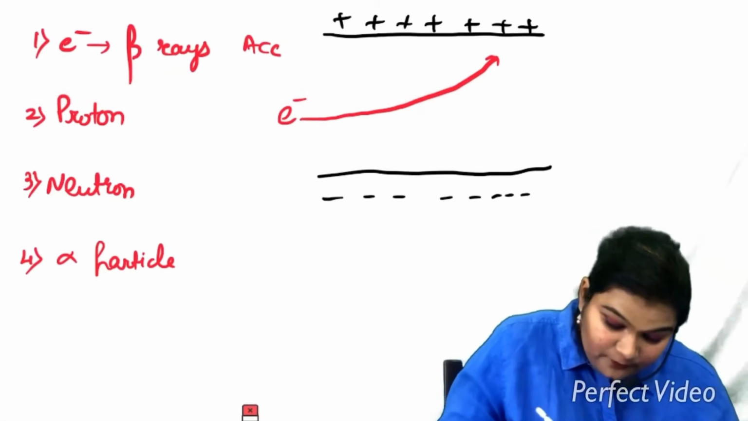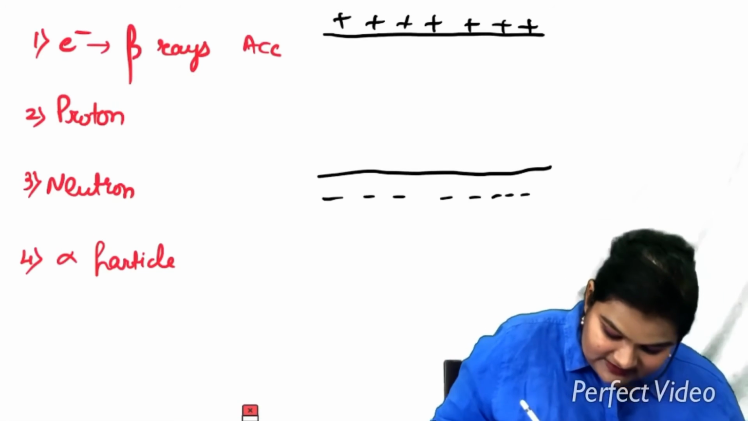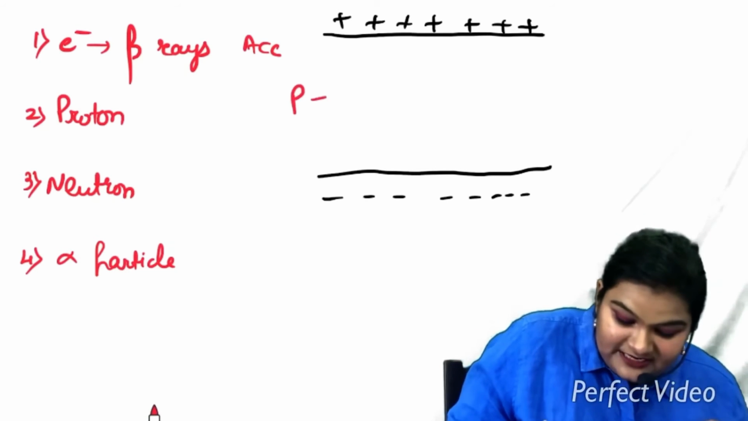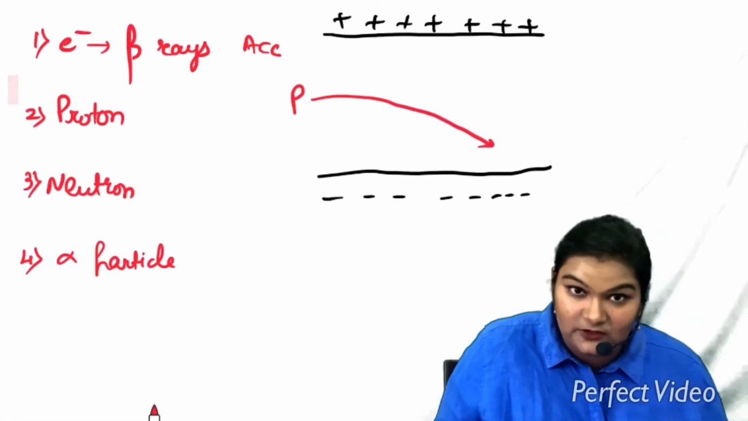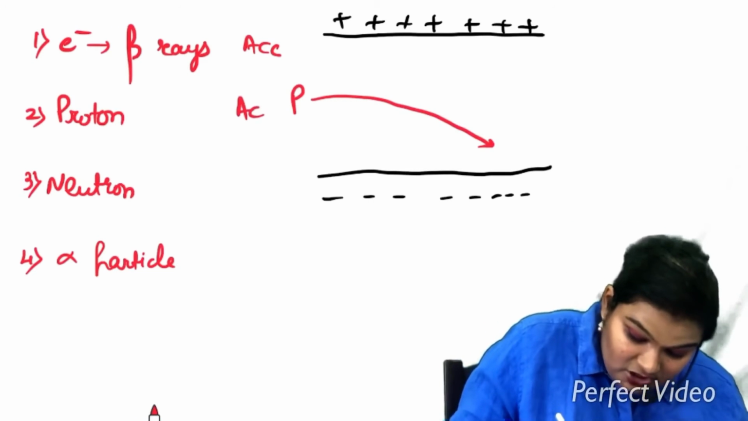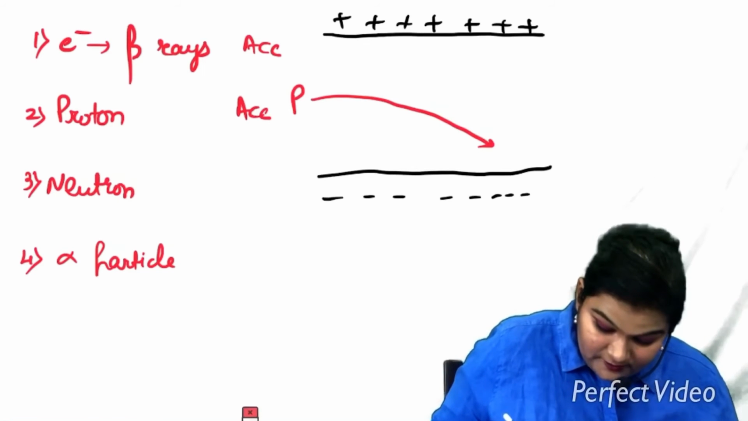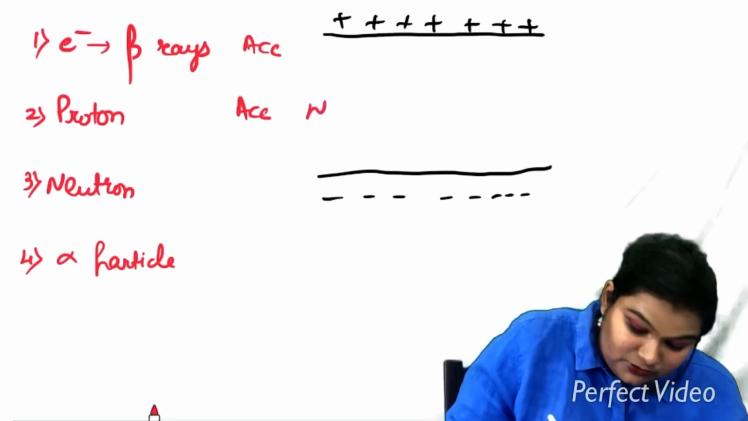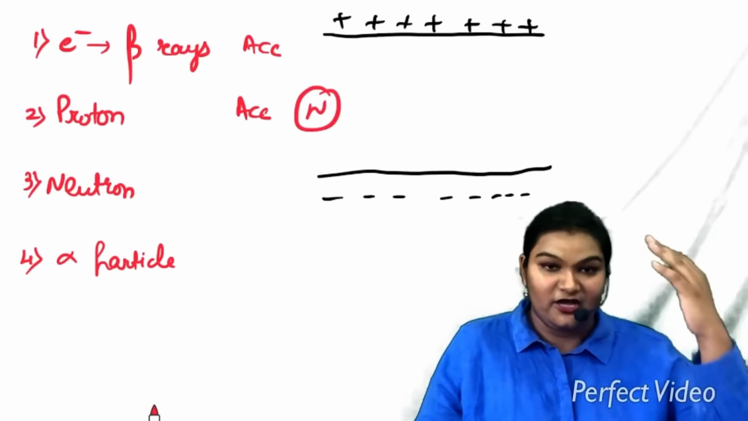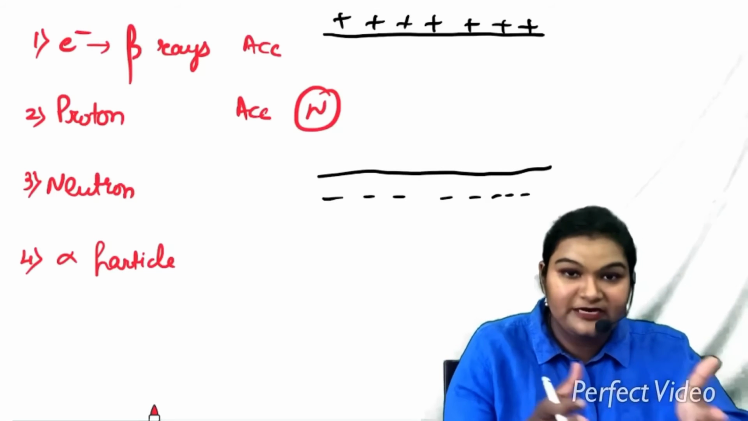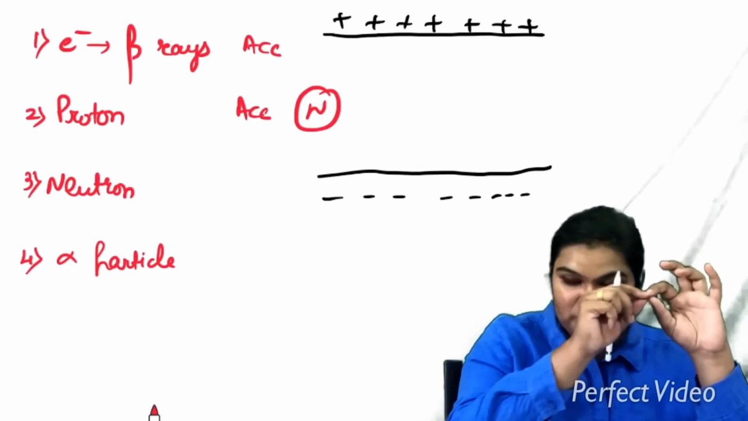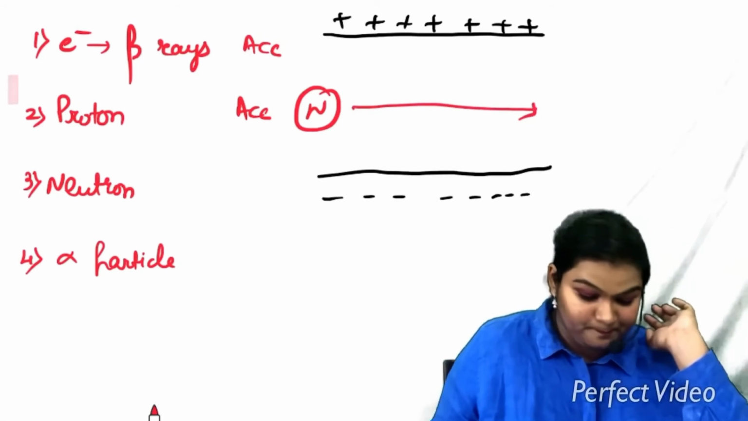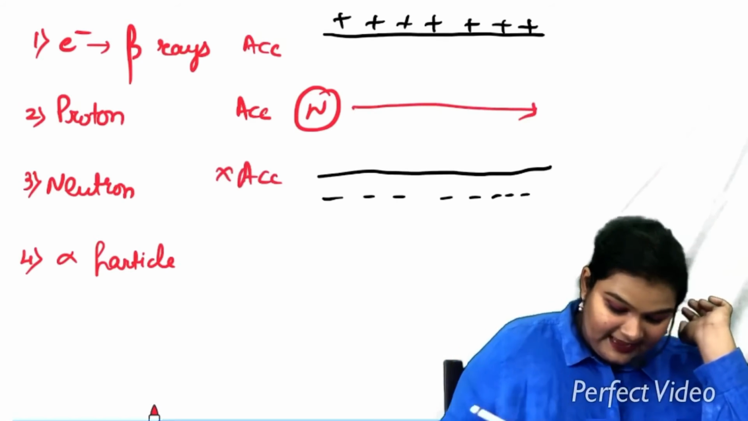Same is the case with a proton. So what happens if this is a proton P? It is positively charged, hence it gets deviated and accelerated towards the negatively charged plate. So it shows acceleration. But when you put a neutral subatomic particle, that is a neutron, it will not get attracted towards the positive plate or the negative plate. It will not accelerate. It will go in a straight path between those two parallel plates. It does not show any acceleration.